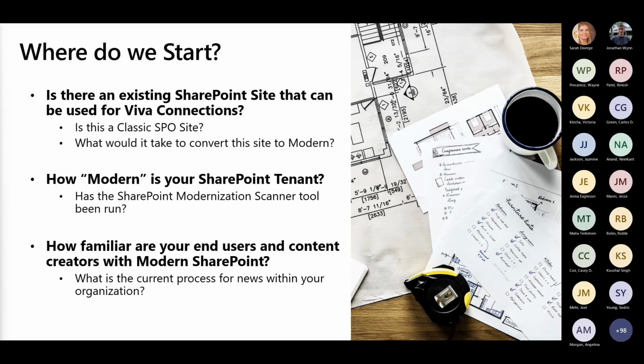So not just talking about that one site collection that's going to be used for Viva Connections, but what's the landscape of different site collections where we potentially need to do some conversions, using hub sites, getting away from those sub sites as well, so that we have a consistent experience from Viva Connections all the way down to your different departments. And then again, how familiar are your end users and content creators with modern SharePoint? Do they know how to create these news posts? Do we know how they're going to be curated on any of the sites that we have within Viva Connections?